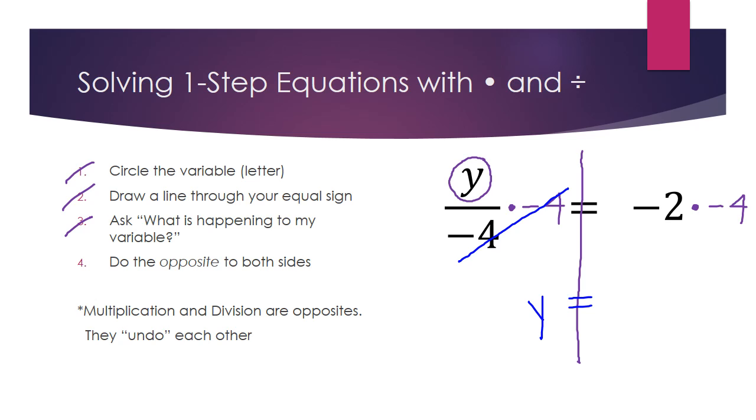Then, if we multiply it out on the right-hand side, you can type this into your calculator, -2 times -4, or if you remember your multiplication division rules, a negative times a negative is a positive, and 2 times 4 is 8. So we should get y equals 8. Again, this is something you can check by plugging 8 back into y. 8 divided by -4 is -2.